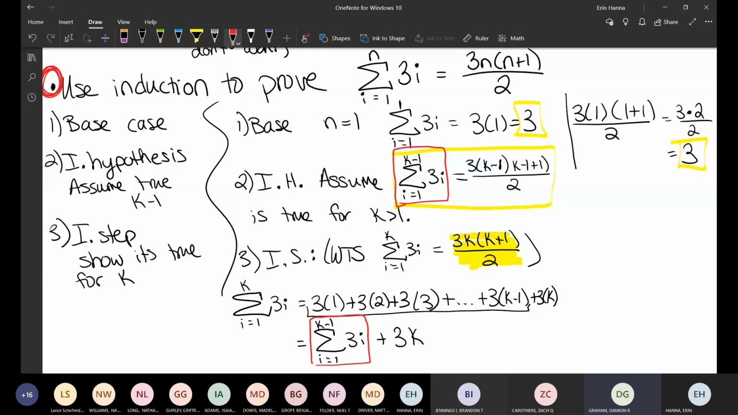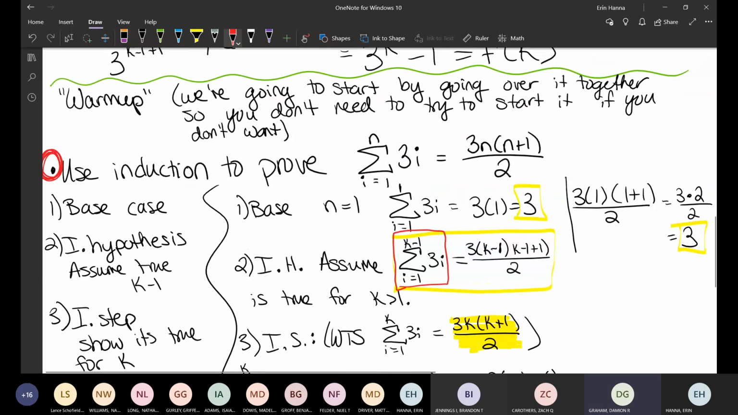Was there anything above that? I see some words. It was just saying that we're going to start it together, so it's not technically a warm-up. That's all they're doing. Okay. All right.